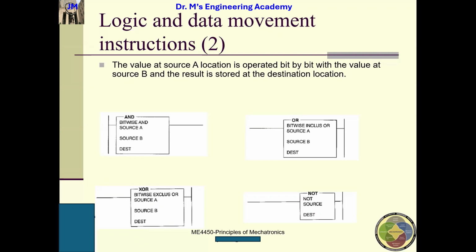At source B, and the result is stored at the destination location. Source A, source B, and this is destination. For NOT, there is only one source. NOT A means if A is true, NOT A is false. If A is false, NOT A is true. Destination. So keep in mind bitwise AND, bitwise OR, and bitwise XOR.